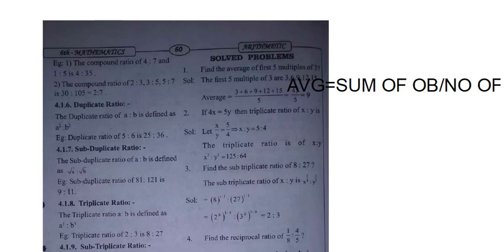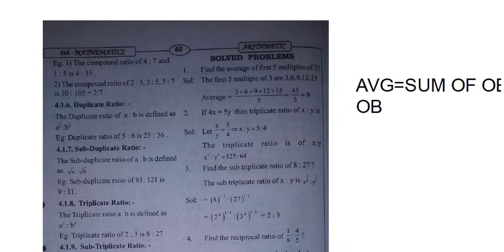So, those 5 multiples we should add in the numerator, the sum of observations. Now, observations are 3, 6, 9, 12 and 15. So in the numerator you should add them: 3 plus 6 plus 9 plus 12 plus 15, divided by, in the denominator, the total number of observations. How many are there in total? 1, 2, 3, 4 and 5. So in the denominator we write 5.